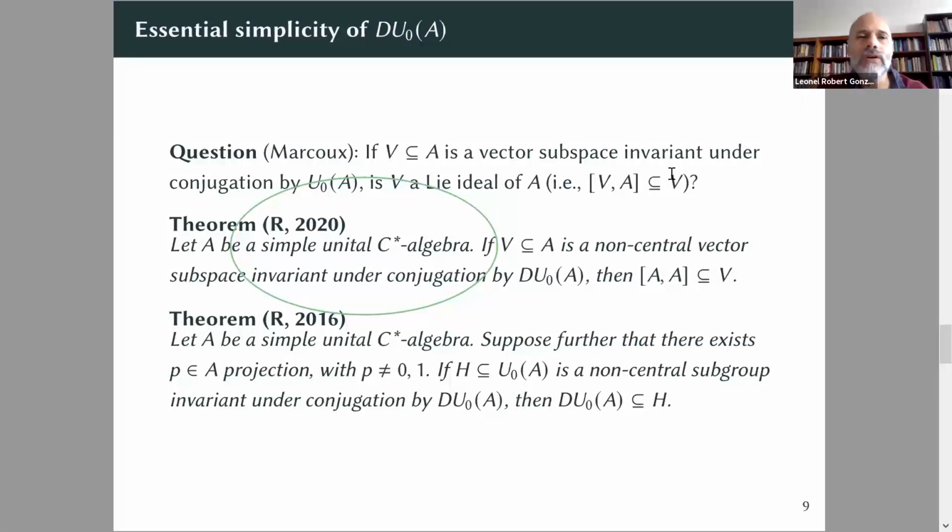The question of Marcoux is, if you have a vector subspace that is invariant under conjugation by unitaries, is it a Lie ideal? Okay. So the theorem, which is now a new theorem, is that for simple unital C*-algebras, yes.